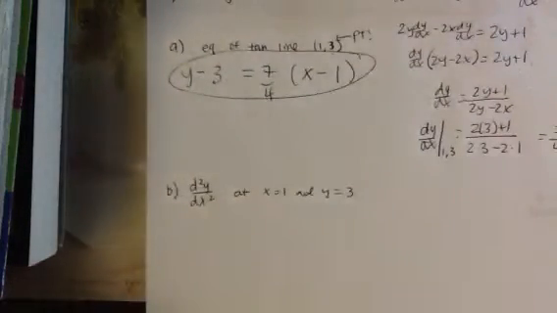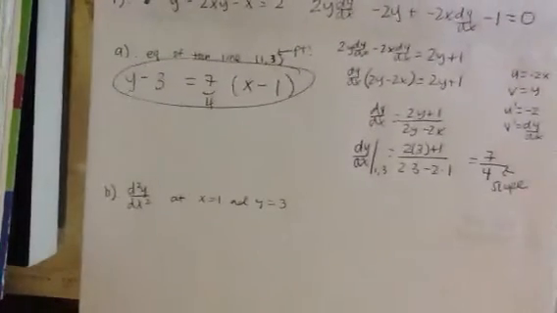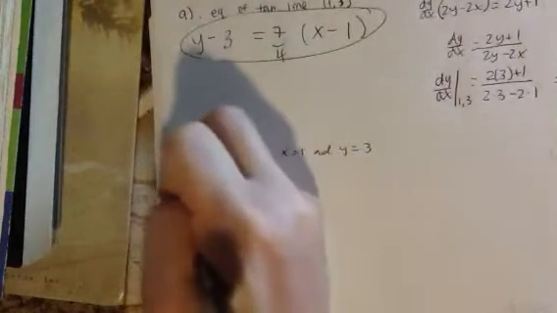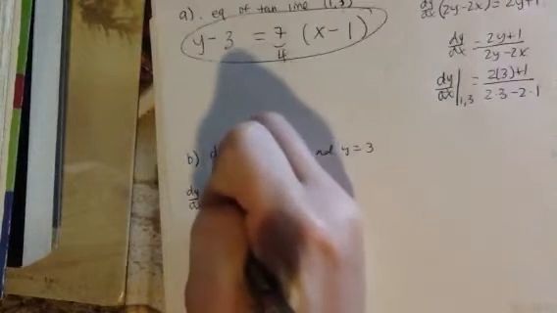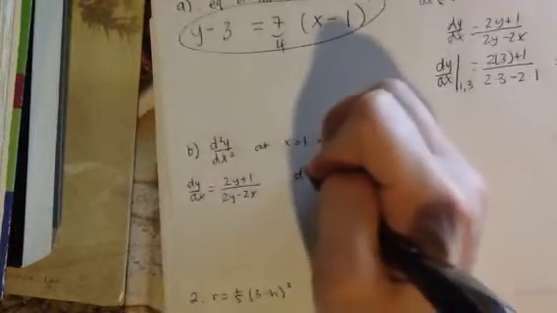Part B says evaluate the second derivative. Let me scooch this over. The second derivative at the point (1, 3). So I have my first derivative, let's go ahead and write that. The first derivative is 2y plus 1 over 2y minus 2x. And what I want to do is take the derivative of that to get my second derivative.